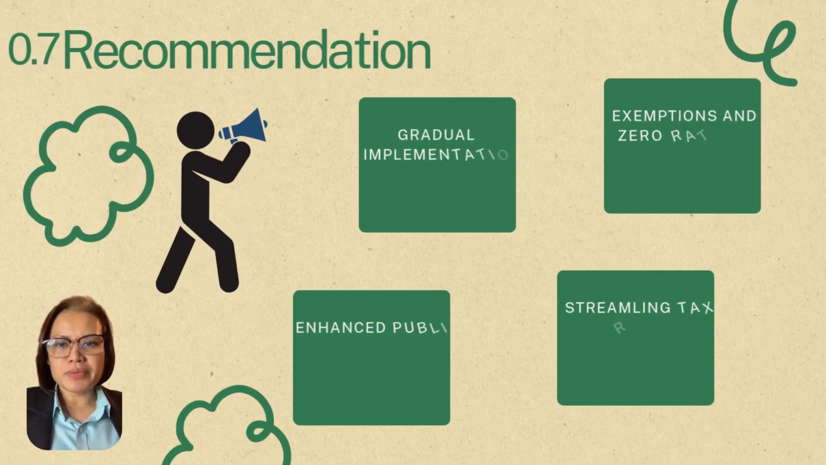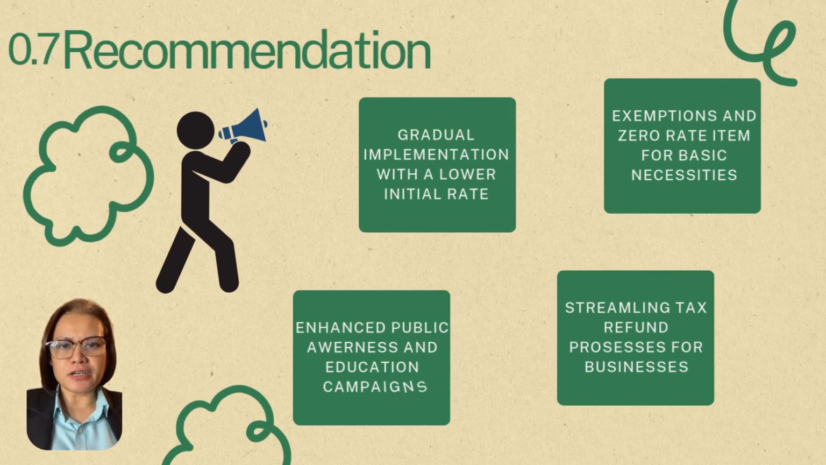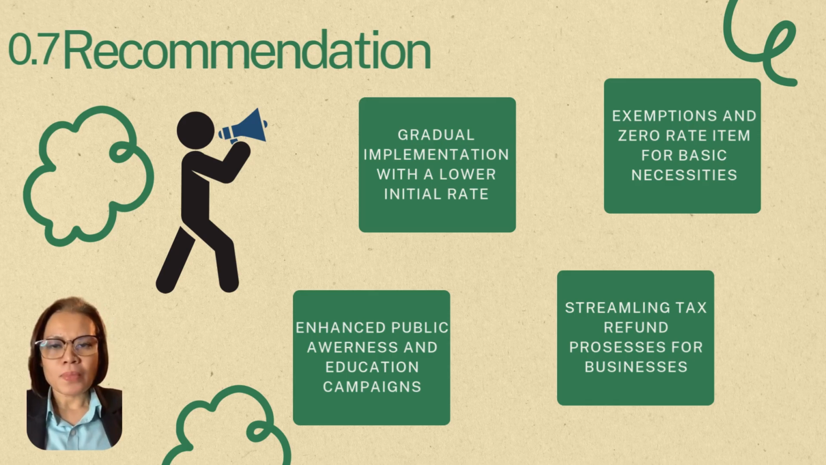Next, we discuss recommendations for the reintroduction of GST in Malaysia. Number 1, gradual implementation with a lower rate. GST should be reintroduced at a lower rate, such as 3 to 4% instead of the previous 6%. This phased approach allows consumers and businesses to adapt gradually, reducing inflationary pressures and public resistance.